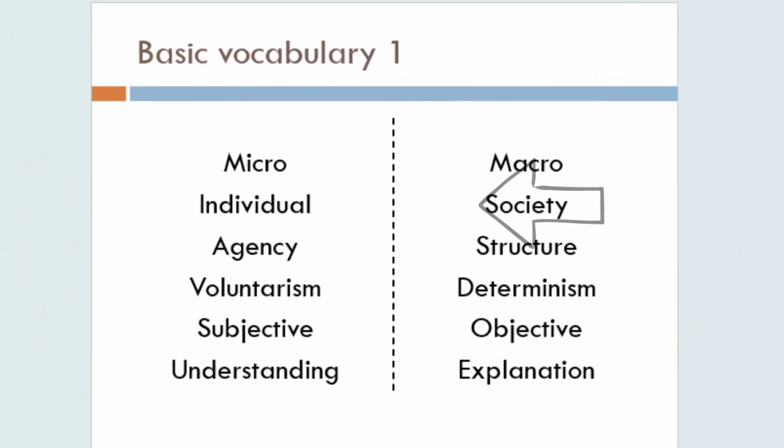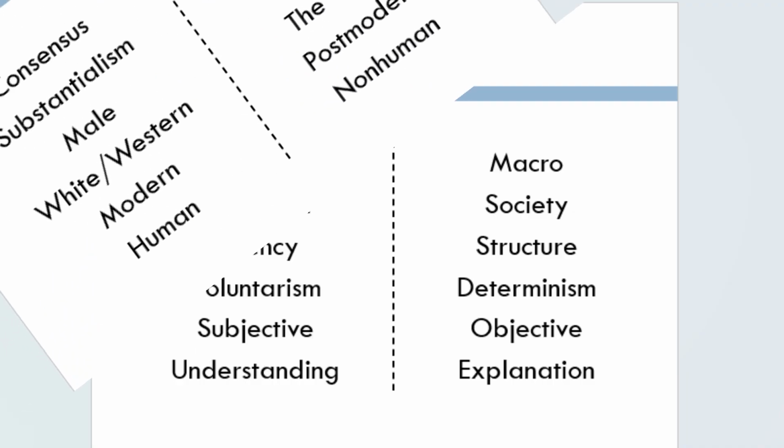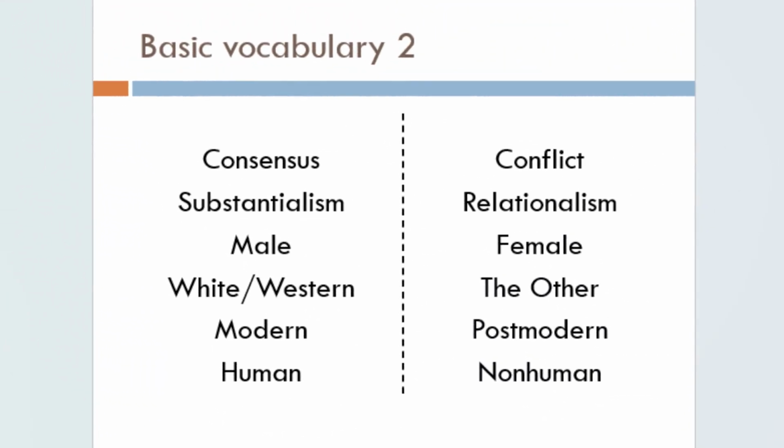Basic vocabulary. This slide introduces a tension that runs through the entire unit. Micro versus macro, agency versus structure, voluntarism versus determinism. Many theories position themselves somewhere along these axes, others try to bridge them, some reject the distinction altogether. A lot of what we'll be doing this term is watching how different thinkers struggle with this problem and how they try to resolve it, or refuse to.